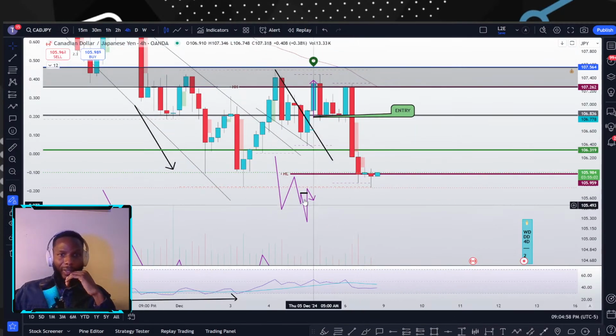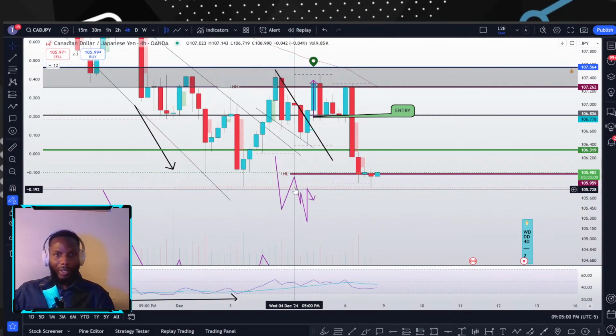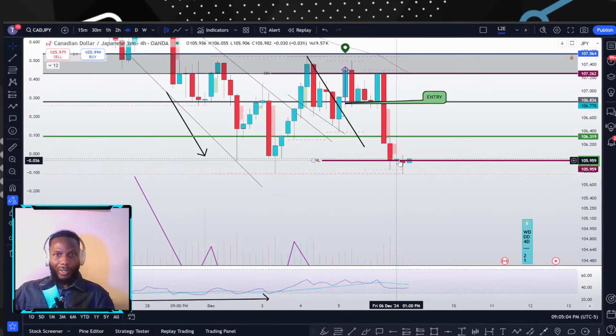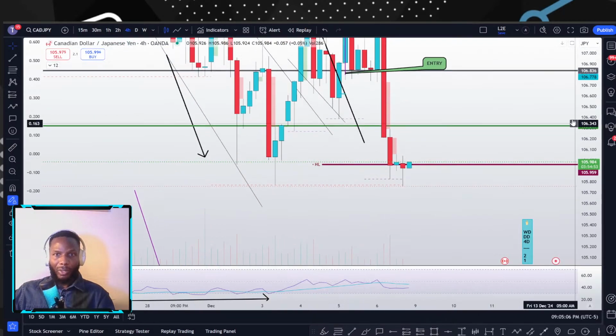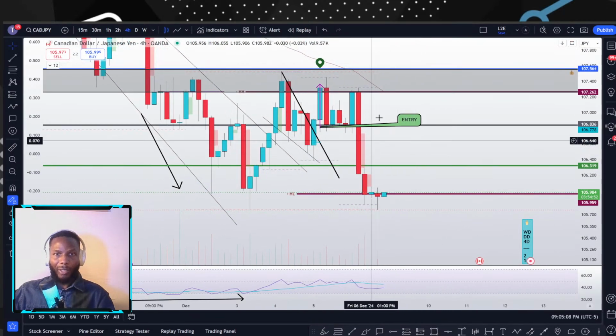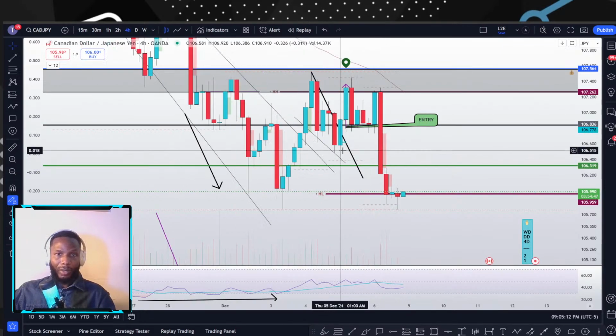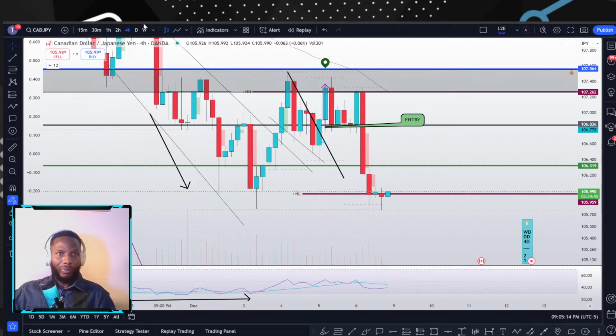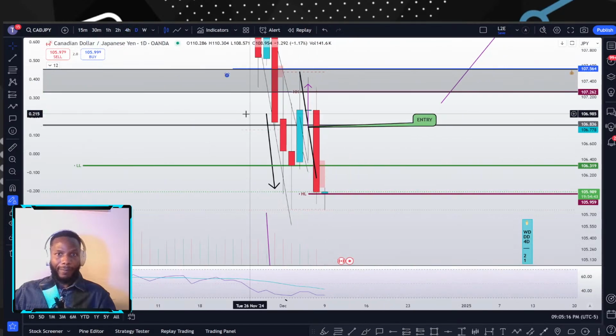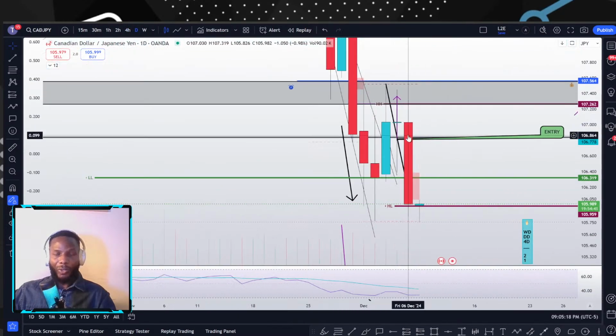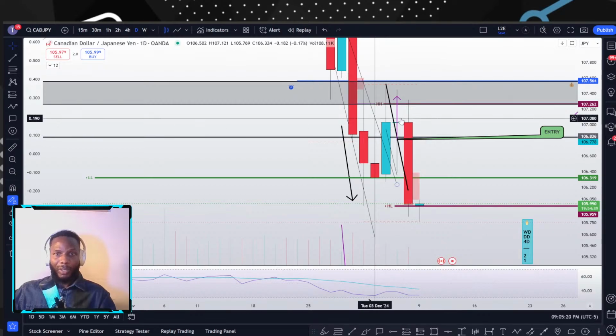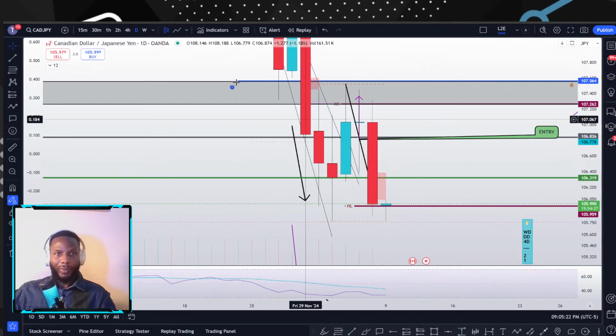The only thing I can do if I want to get into a trade on the CAD JPY is wait for some type of retracement back up here so that I can head lower. So right now there's nothing that I want to trade because the price is already moving.